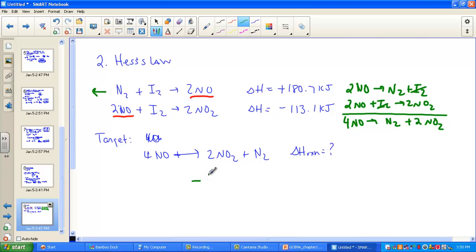So if we flipped the first, that first sign goes from endothermic to an exothermic value. And the second equation stayed as is, so it's also exothermic at negative 113.1 kilojoules. Adding those together, and we can hit that just to be safe, negative 180.7 plus a negative 113.1, and it is indeed negative 293.8 kilojoules of heat.